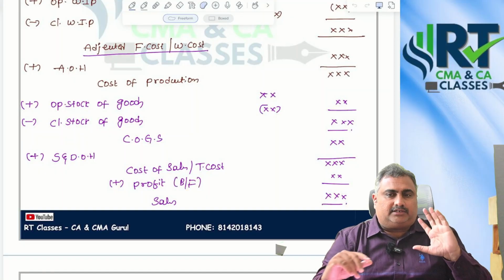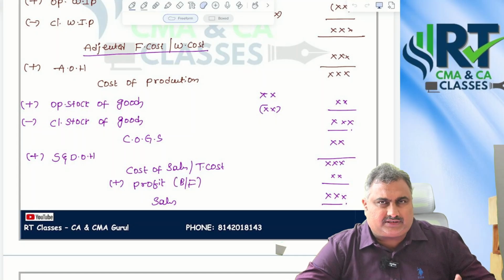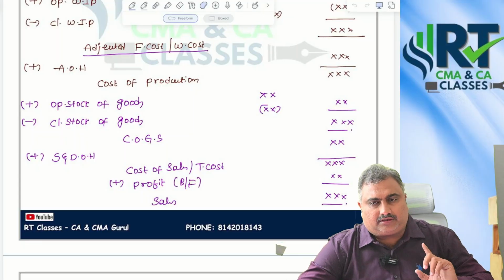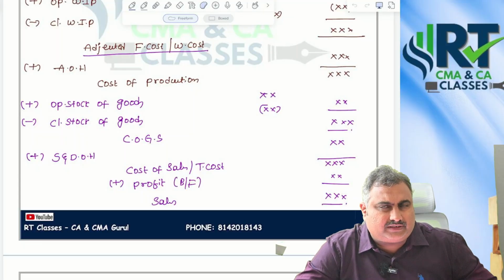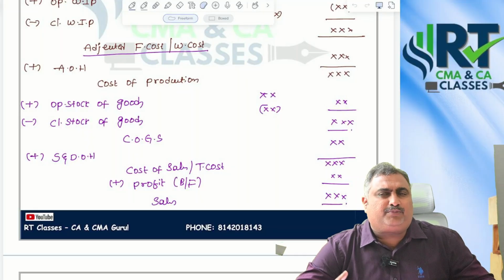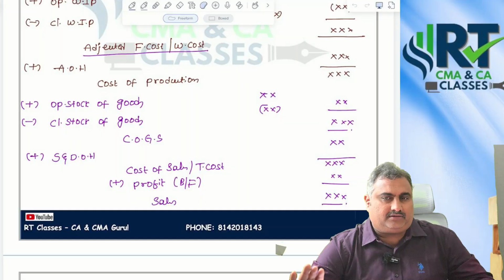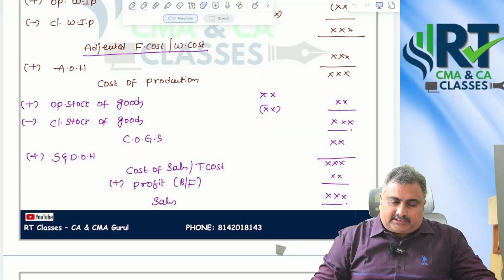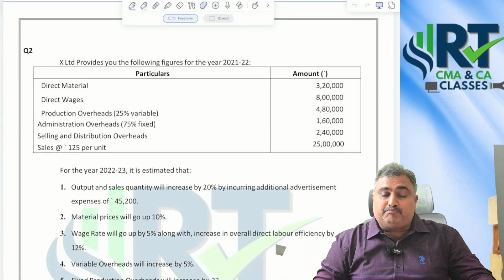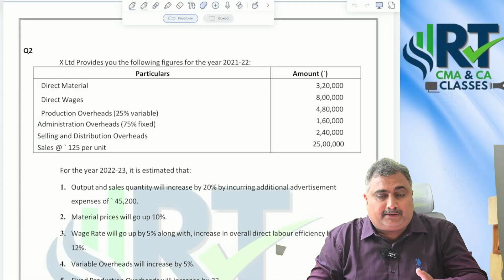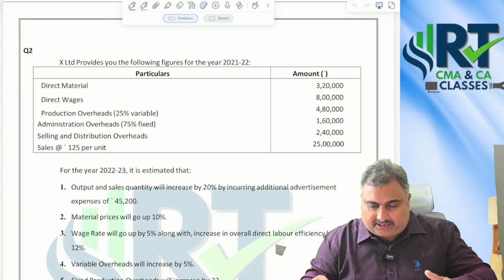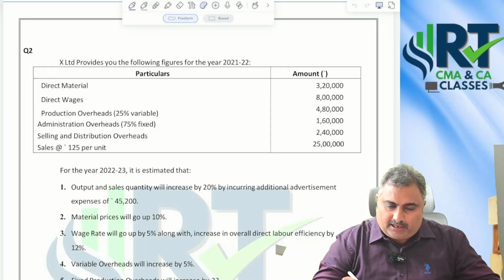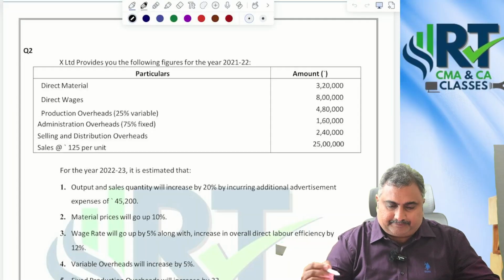For CA people, general administrative overheads should be added before adding selling and distribution cost. Then we arrive at cost of sales. If they give you sales, then profit will be your balancing figure itself. This is the format for both CMA and CA. Let's discuss one important concept based on this. CA people also, you concentrate and try to solve this particular problem after listening. Let's start the discussion.